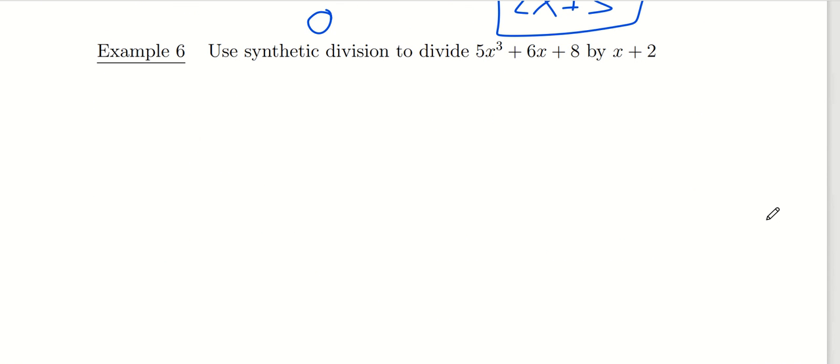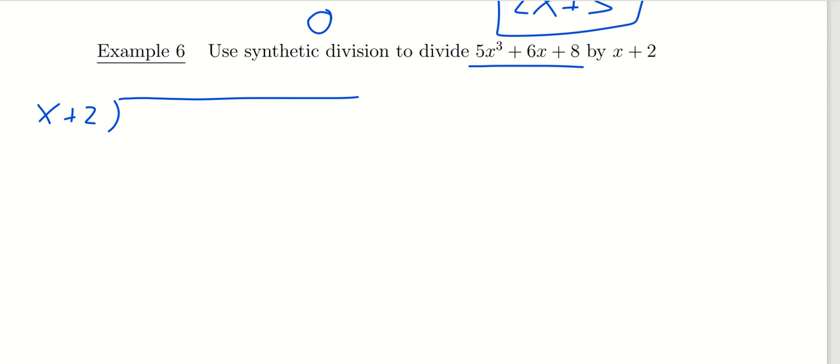Let's take a look at the next one. This is yet again one that I will show you with both methods how to do it. Let's start with long division first. So we want to take x plus 2 and we want to divide it into this cubic polynomial.